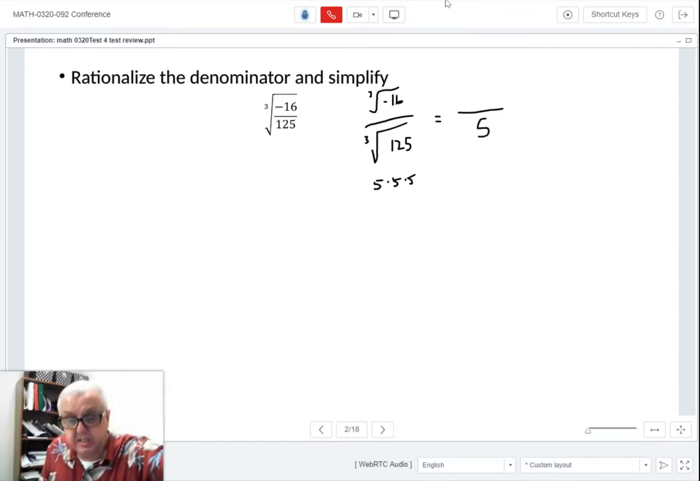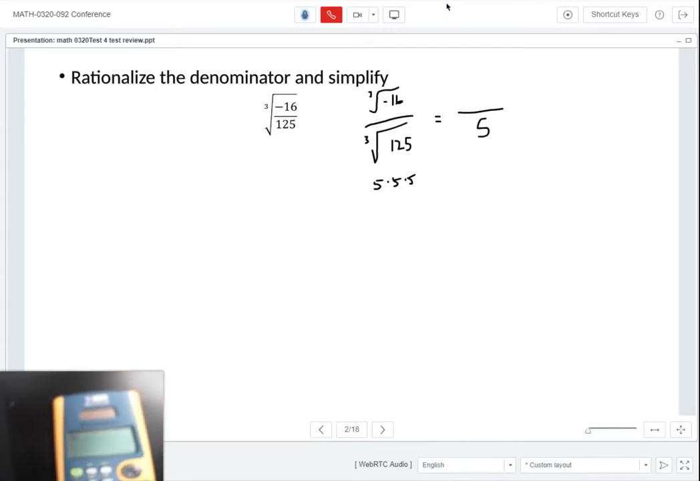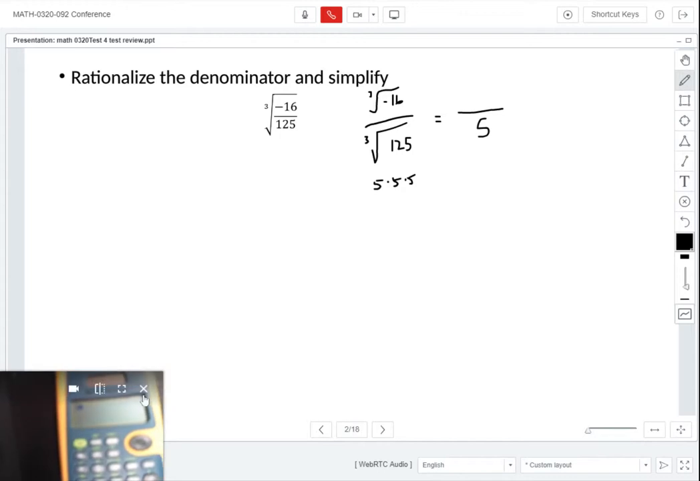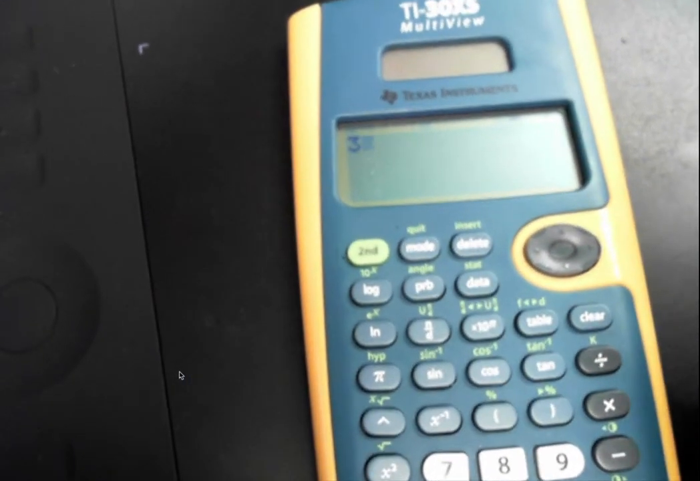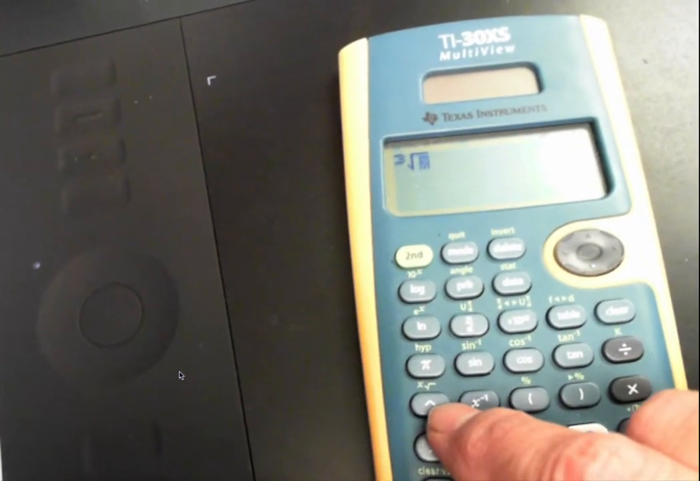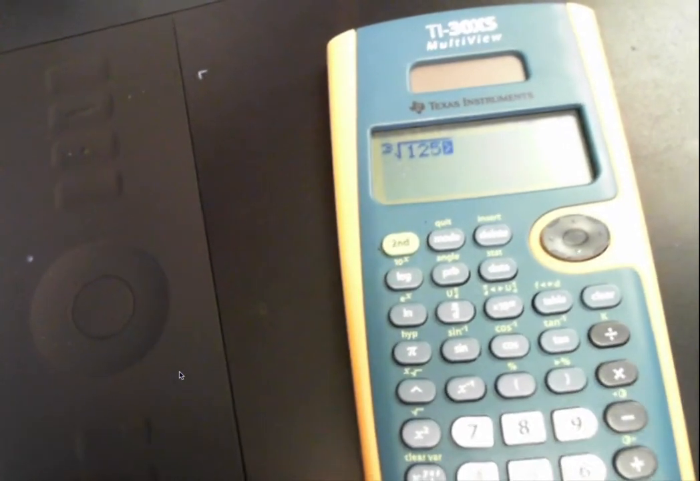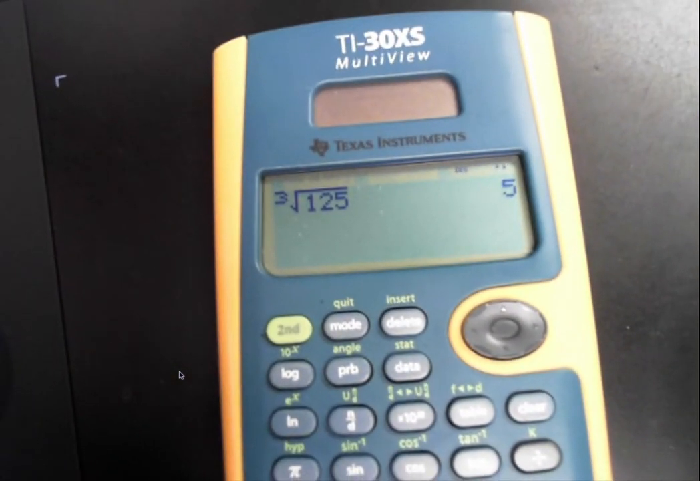Try that on your calculator. Let's take a quick look at the calculator and do the third root of 125. On my calculator, I'm hitting 3 first for the third root. There we go. So what I'm doing is I'm typing in 3 first, and then I'm hitting second, the radical sign. So you see it puts the 3 up in the power, the third root of 125. And if you notice, the answer is 5. All right, so you can actually do some of this stuff on a calculator.